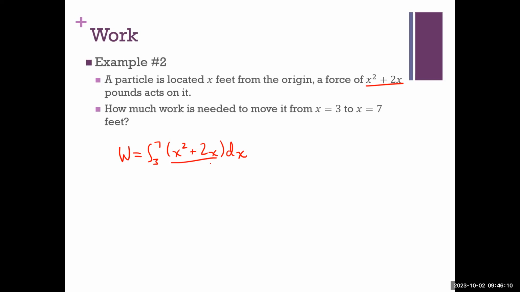Where does x squared plus 2x come from? That's the force. So I am integrating force over a distance. Essentially, I'm going to be getting a product of force times distance. So this integral is perfect. Now, knowing that the setup is good, what do I do with it? All right, how do I integrate?